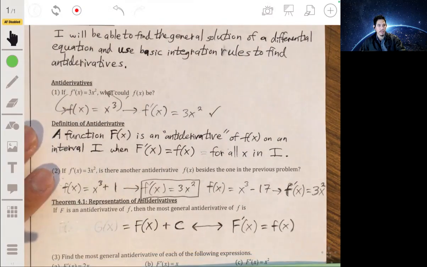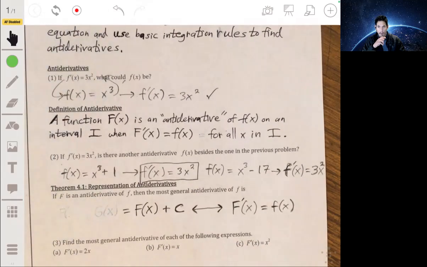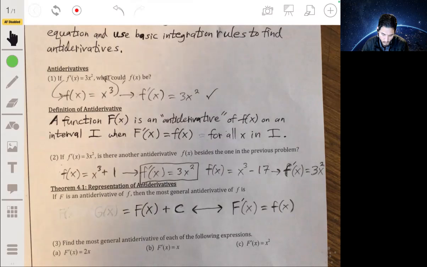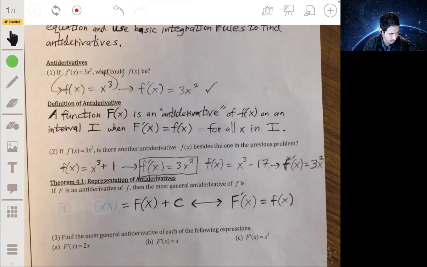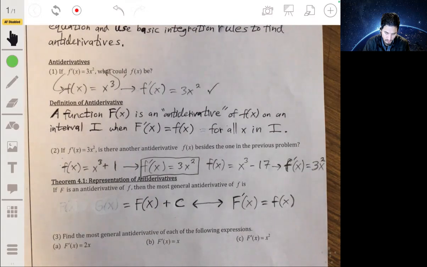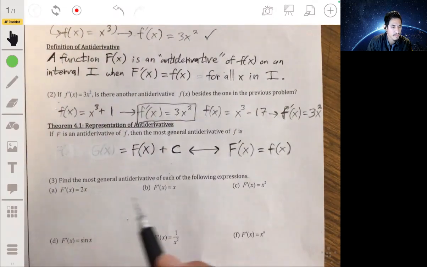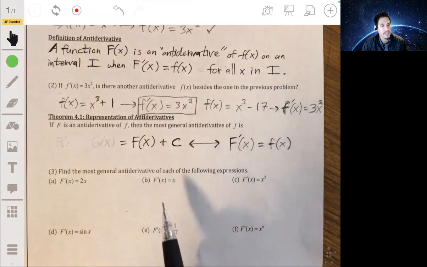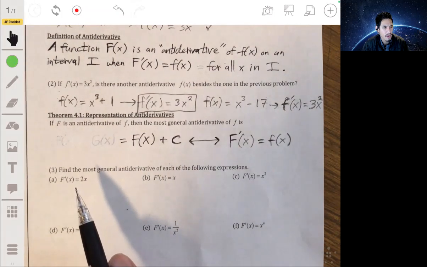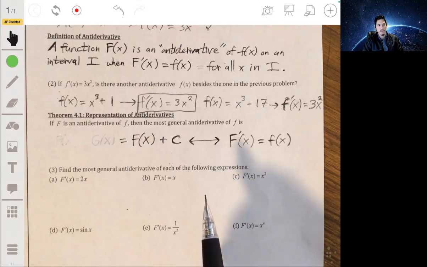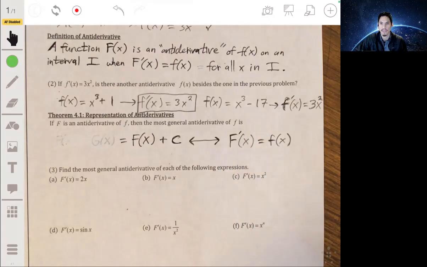So let's look at some more practice problems. I think my screen froze there for a second. Anyways, we have capital F prime of x is 2x, and capital F prime of x is x. So we have derivatives of capital F, and we want to find the most general antiderivative that would yield these derivatives. Go ahead and pause the video and try to solve each of these on your own, and once you get an answer, you can unpause it and check to see if you get the same answer as I do.